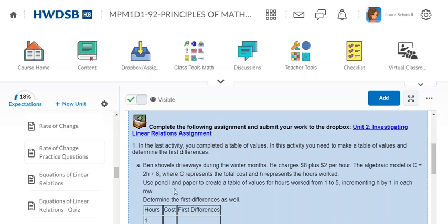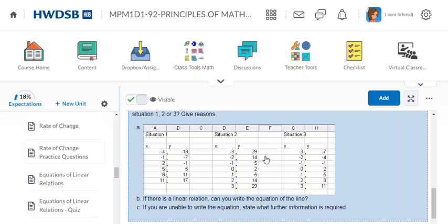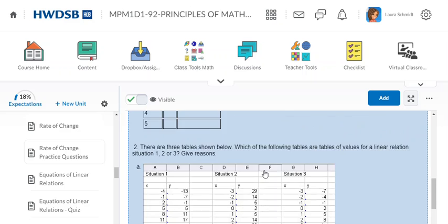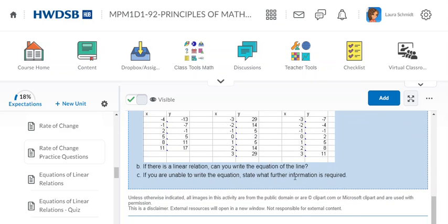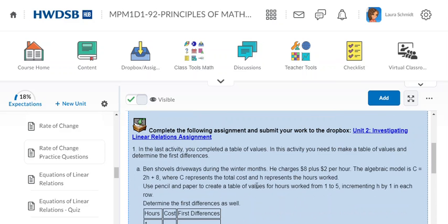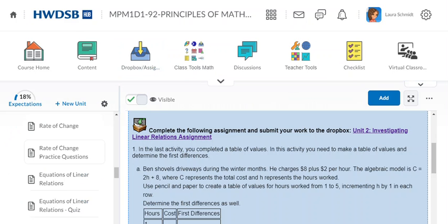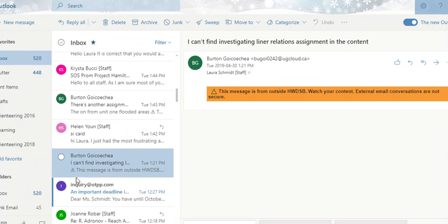So it's this. Ben shovels the driveway and these three situations. I think I made a help video on this at one point. Okay, so if you click on that link, it'll take you right to the Investigating Linear Relations Dropbox. And that's where you hand it in. So that clears up that email.